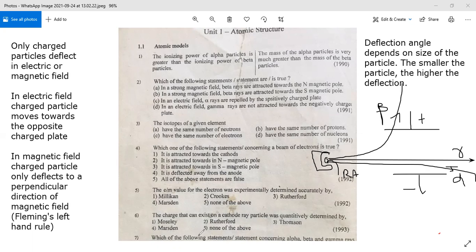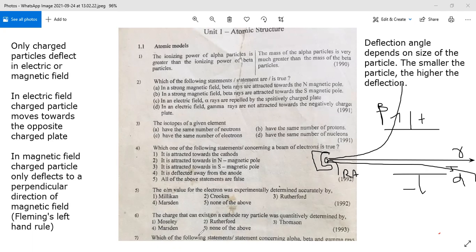Okay, for an example, to show you the importance, let's do the second question. Which of the following statements are true? In a strong magnetic field, beta rays are attracted towards the N pole. No, we know the point. It doesn't go to N or S. In a strong magnetic field, beta rays are attracted towards the S magnetic pole. No, it's wrong. In an electric field, alpha rays are repelled by the positively charged plate. Yes, that's correct. C is correct.